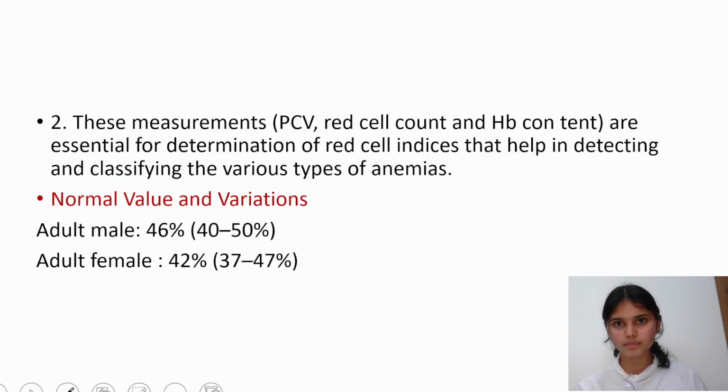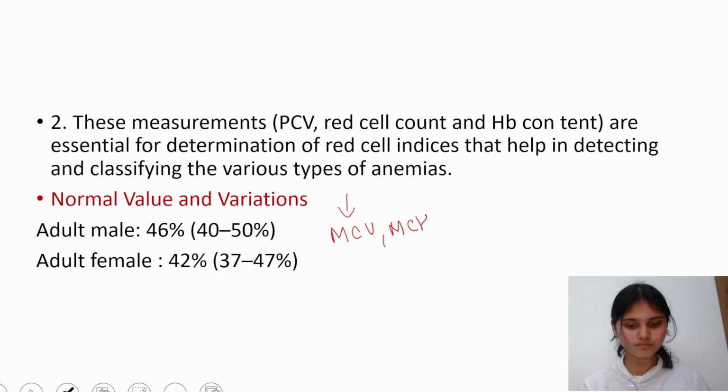Now what does this point mean? The packed cell volume, the hemoglobin content of the blood and the RBC count of the blood are very important in the calculation of the red cell indices. Now what are these red cell indices? By this I mean MCV, MCHC, etc. And there's even another one, MCH.